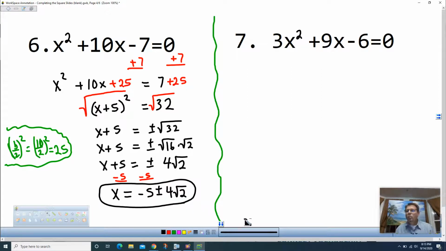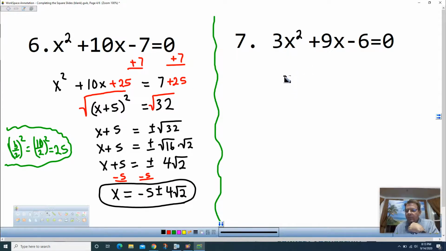Okay, so we got one more example, and this one's got a little bit of a twist to it, okay? But don't be afraid, it's only got a fraction in it, and we're not afraid of fractions because they're our friends. Yeah, I know better than that, but here we go. Let's give it a shot. So here's number 7.